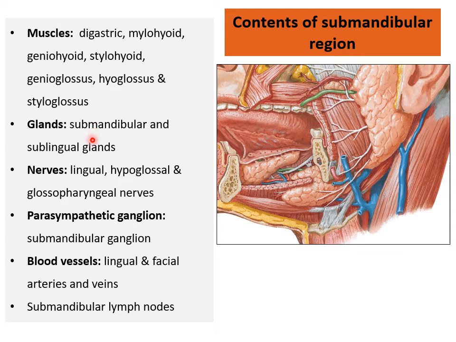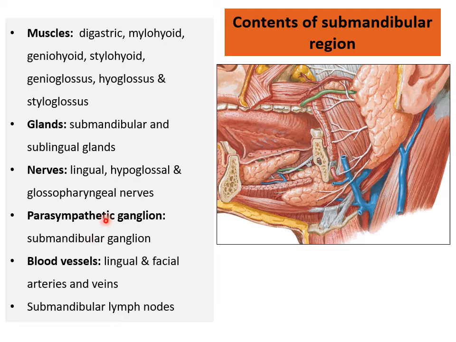In this region you can see two exocrine glands. They are the submandibular gland and the sublingual gland. You can see in the picture here, this is the submandibular gland and this is the sublingual gland. You can see three important nerves. I will be discussing these three nerves in detail in the coming slides. The lingual, hypoglossal and glossopharyngeal nerve.